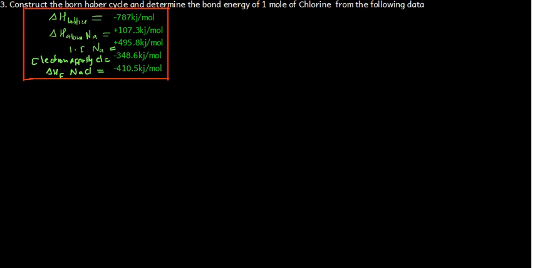Construct the Born-Haber cycle and determine the bond energy of 1 mole of chlorine from the following data. Now for here, if we just look at the enthalpy of formation, we are talking of the formation of sodium chloride. And so we're going to have sodium chloride at this point. First we have got sodium atom, which is in solid state. It reacts with chlorine gas.